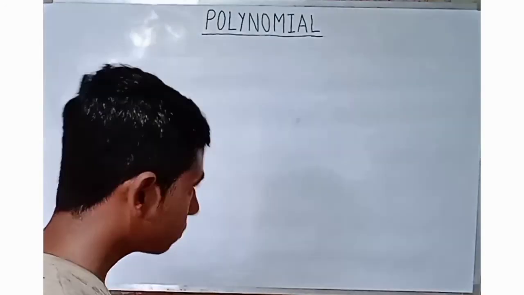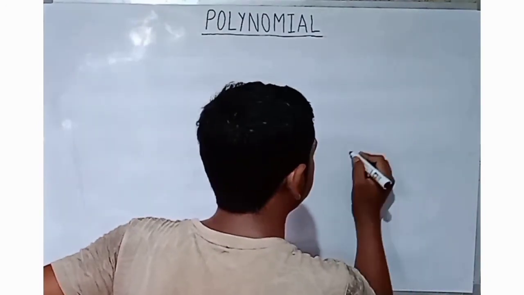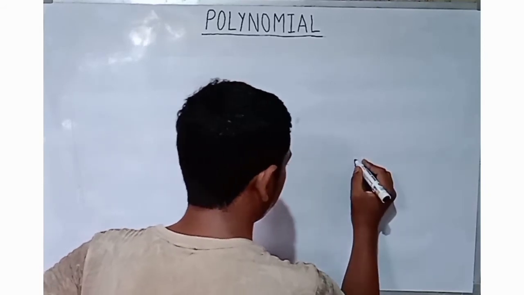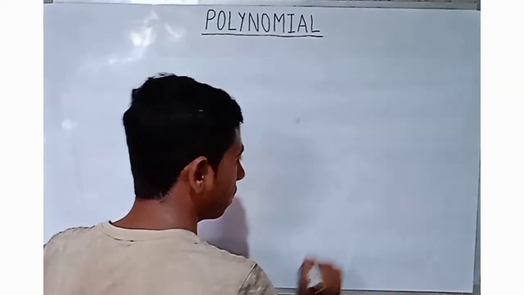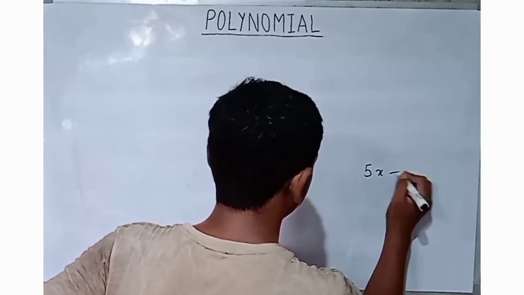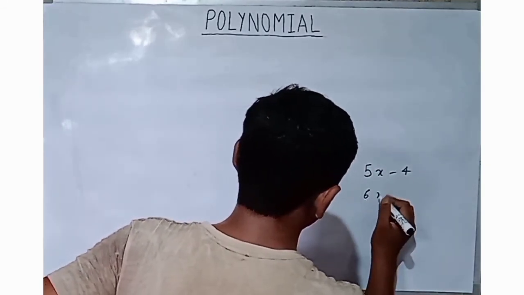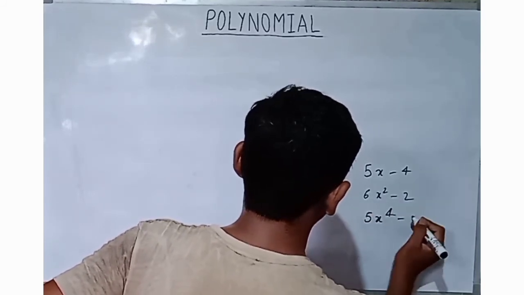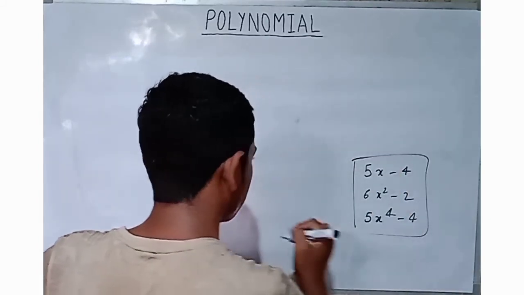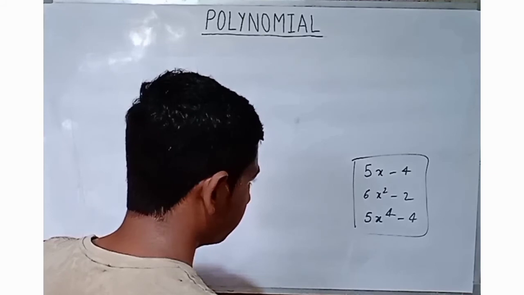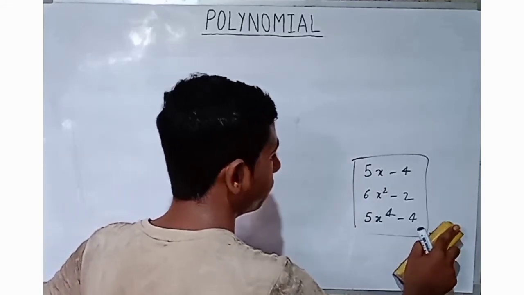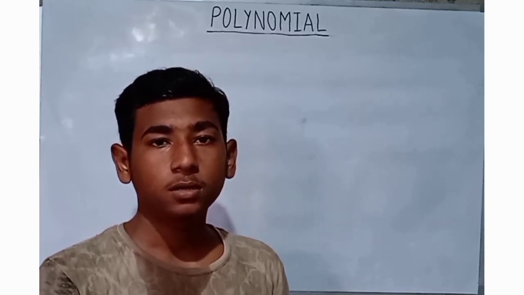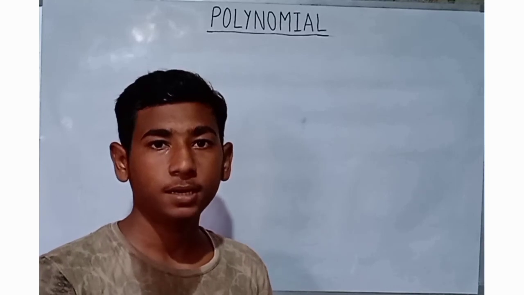Okay, so I am giving you some questions to practice. You have to identify which type of polynomial each is on the basis of degree. Remember: 5x minus 4, 6x square minus 2, 5x to the power 4 minus 4. So these are very easy questions, you can solve them. Okay, I am erasing this. If you want to note it then you can. So that's all about it. In the next video we will see the zero of a polynomial. Okay, till then, goodbye.